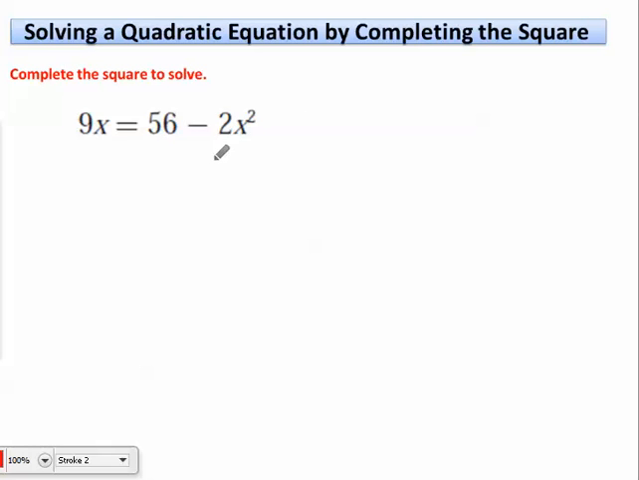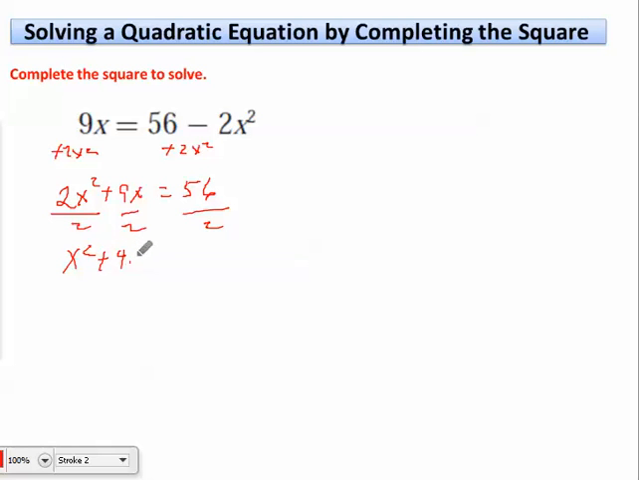Okay. This one, I've got to isolate the x's. What I'm going to do is add 2x squared to both sides. Why? Because that puts the x's on the same side. Plus 9x equals 56. I'm going to divide out a 2 because I've got a 2 here in the front. I want to get rid of that. So I'm going to divide by 2, and I'm going to get that x squared plus 4.5x equals 28.